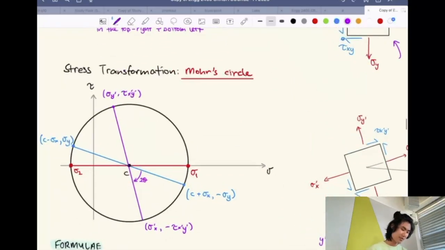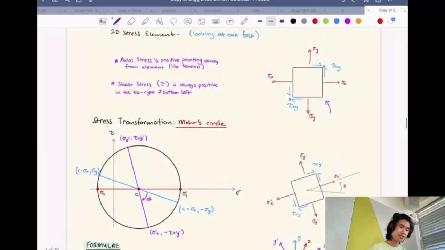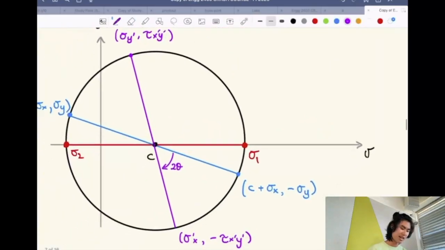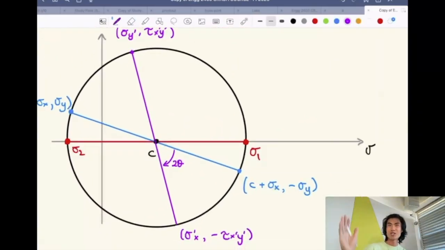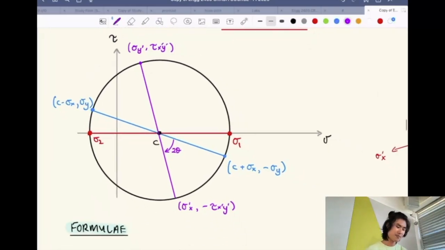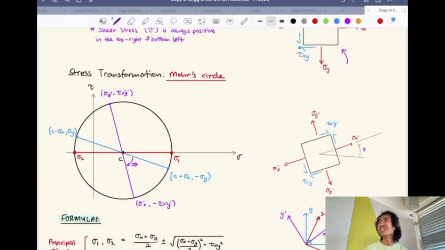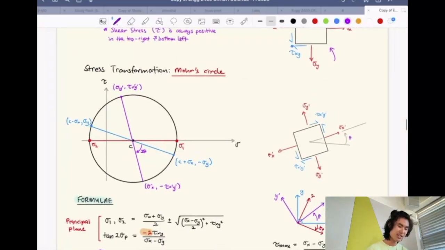Then this blue line is going to be the first stress element. And then when you rotate it, you're actually going to rotate it by 2 theta the clockwise way. So it is opposite to the inertia Mohr's circle, and it's just how it is. I can't really explain it in another way. And essentially, that's the transformation of stress. So that's when you're rotating it.